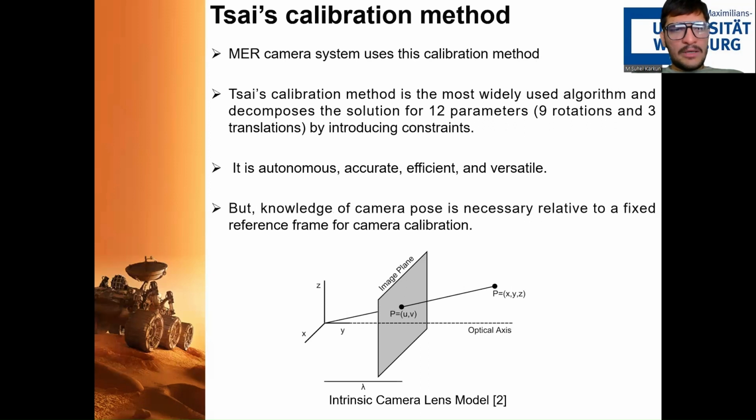Out of these 12 parameters, we have 9 rotations and 3 translations. This method is autonomous, accurate, effective, and versatile. But the only disadvantage is that knowledge of the camera pose is necessary relative to a fixed reference frame for the camera calibration. So camera poses and the reference frame are required for this method. In this image, we can see that we have a pinhole model for the intrinsic camera lenses.